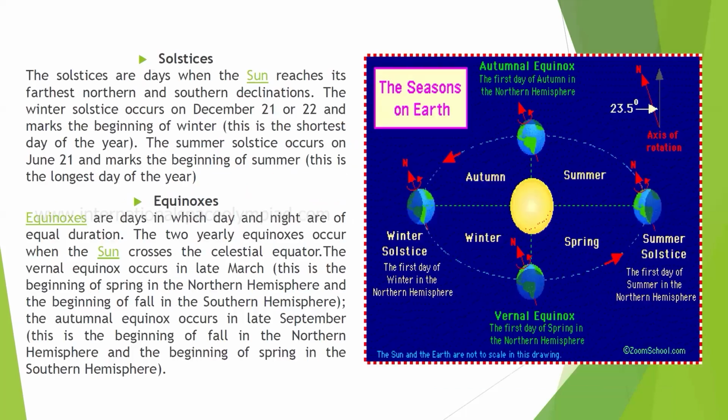But here you can see, this is summertime. In summertime, the Sun is directly hitting the northern hemisphere, and during autumn and the different periods of the year it changes.